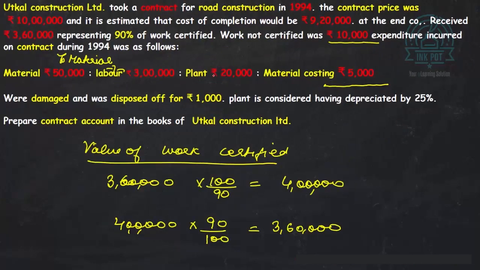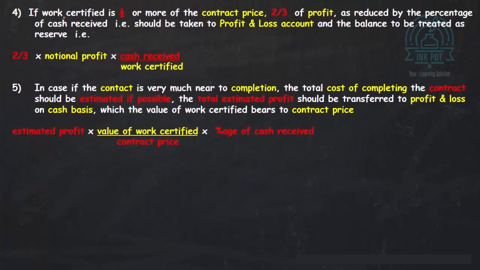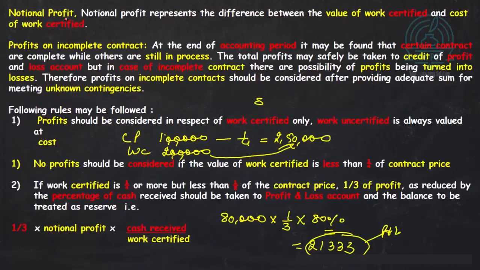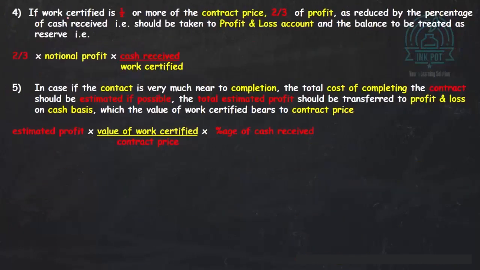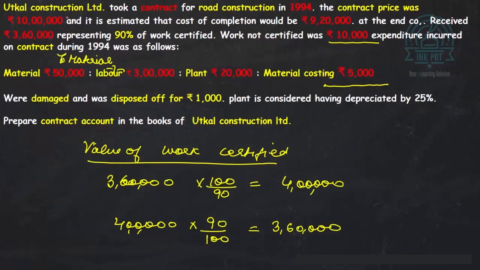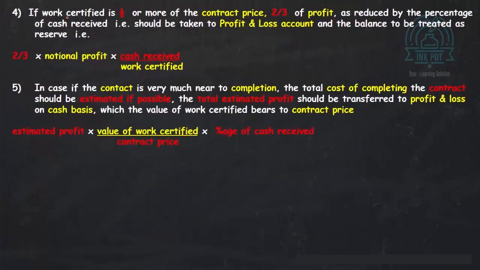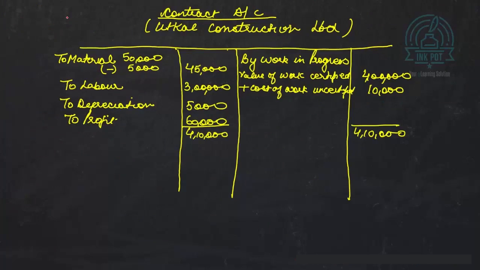So let me check how much is the value of work certified. It is 4 lakh. So 10 lakh into 1/4, that comes out to be 2,50,000. But our work certified is 4 lakh, right? So that means it is more than 1/4. So I'm going to write here in working notes.